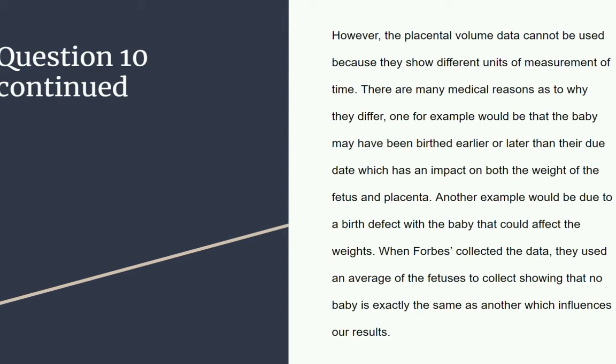One, for example, would be that the baby may have been birthed earlier or later than their due date, which is an impact on both weight of the fetus and placenta. Another example would be a birth defect with the baby that could affect the weight. Also, when Forbes collected the data, they used an average of the fetuses, showing that no baby is exactly the same as another, which influences our results.